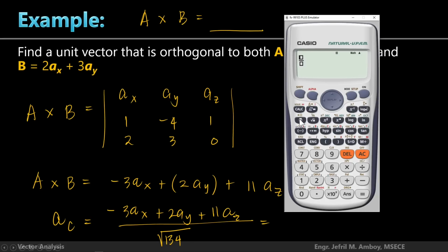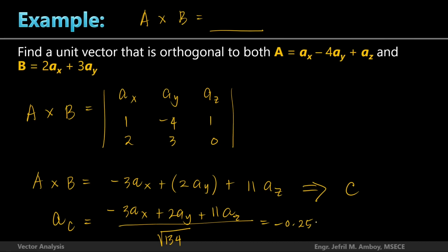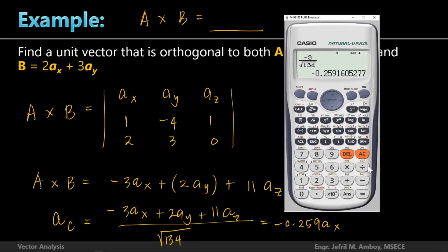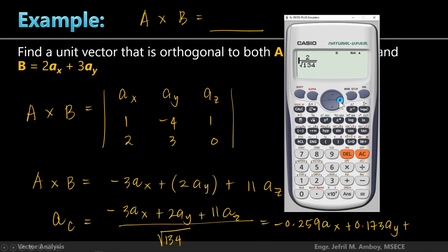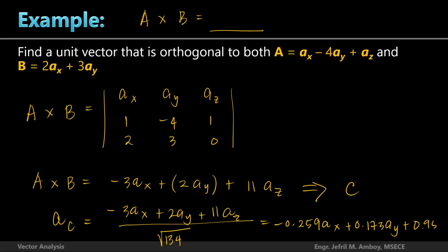gawin na lang natin yan sa fraction, no? So, negative 3 over the square root of 134. Okay, so this is equal to negative 0.259 Ax. How about for Ay? So I'll just replace negative 3 by 2. The answer is positive 0.173, rounded to 3 decimal places. 0.173 Ay. And for Az, I replace this with 11. I will get 0.95. No? 0.95 Az.